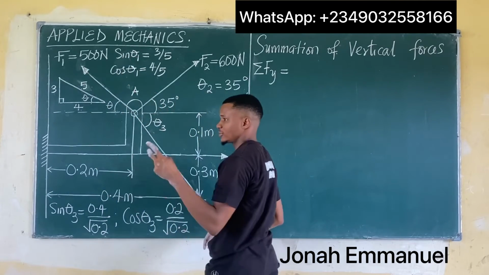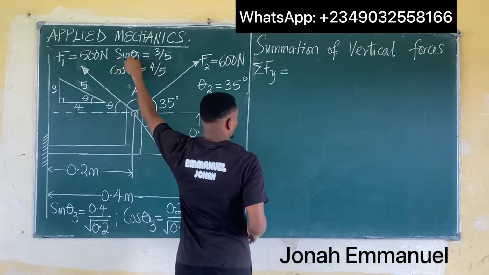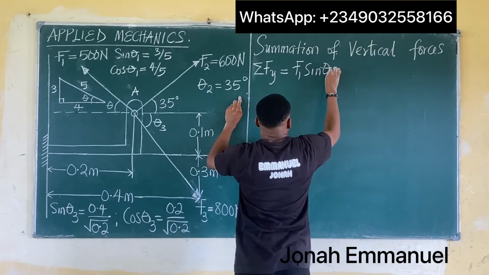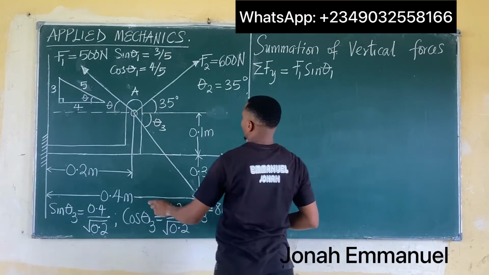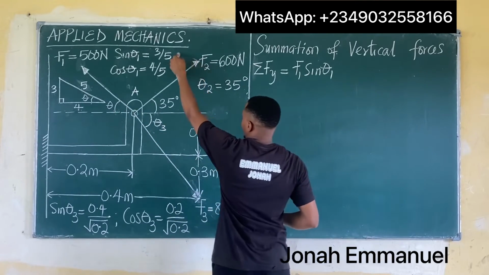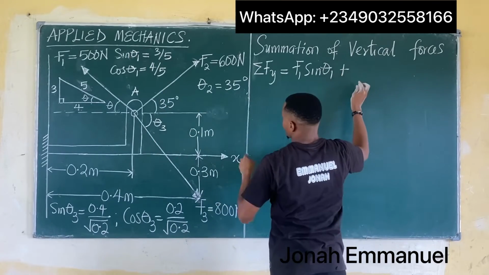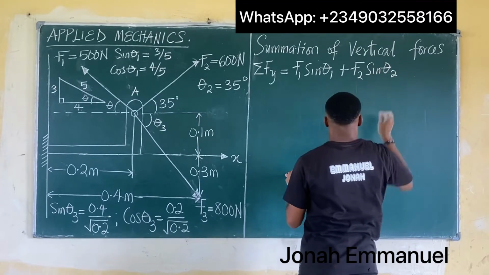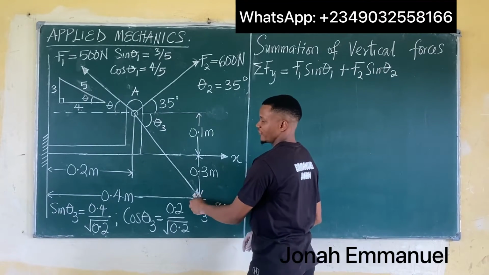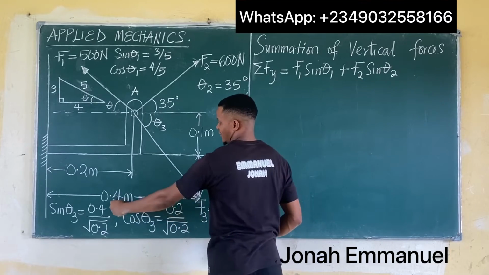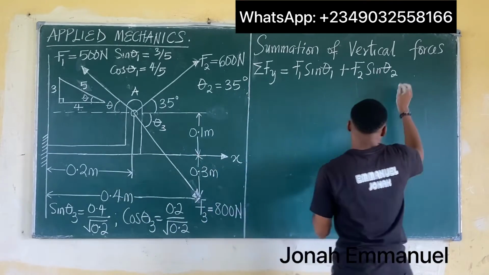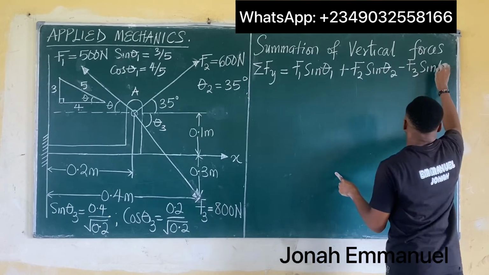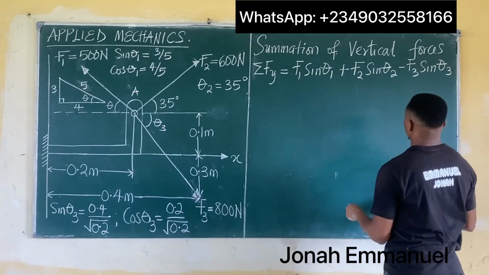F1 we said is in quadrant 2. Resolve this vertically, that's positive y. So it becomes F1 sine theta 1, of course. For F2, resolve F2 vertically, it should be positive, so plus F2 sine theta 2. And then F3, resolve F3 vertically, that becomes negative of y. This is in quadrant 4, so minus F3 sine theta 3.